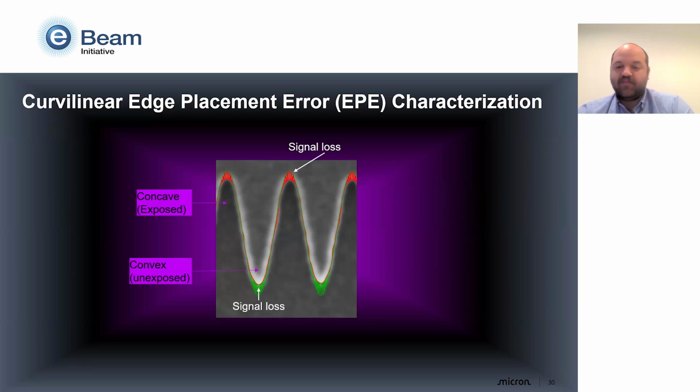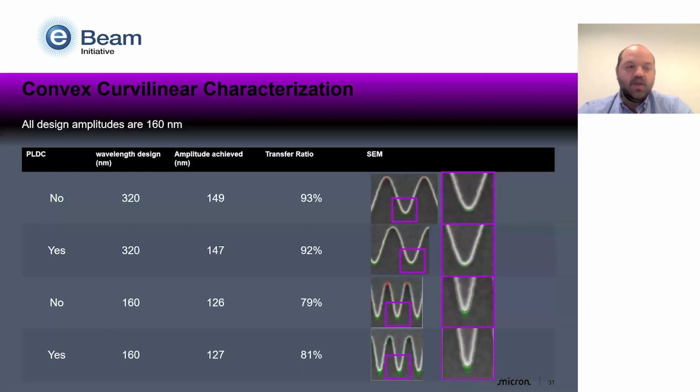We evaluated two different wavelengths. The ratio of achieved amplitude to design amplitude was termed the signal transfer ratio. And signal transfer ratio improvement from variable edge bias versus traditional edge dose enhancement only is what we're comparing here. So we compared concave exposed sections versus convex unexposed sections and took the signal loss of both of those separately. In this case, all design amplitudes are 160 nanometers. We evaluated 320 nanometer wavelengths with the 160 nanometer amplitude.